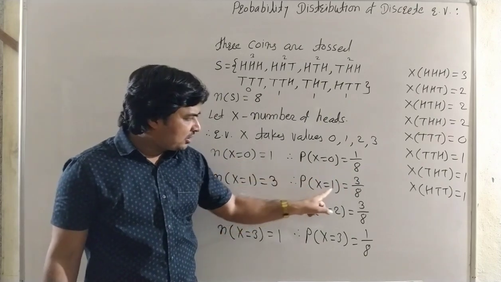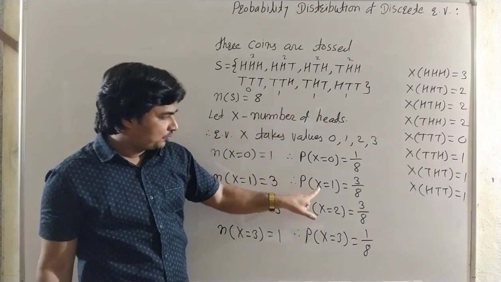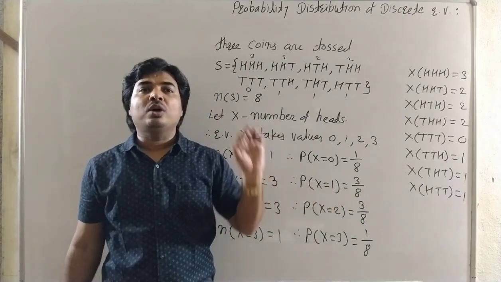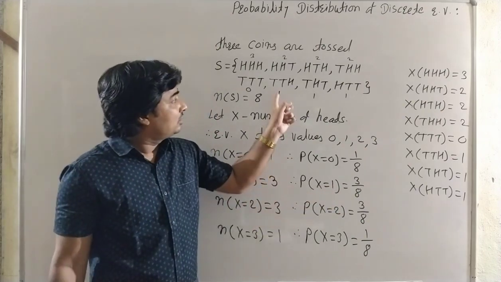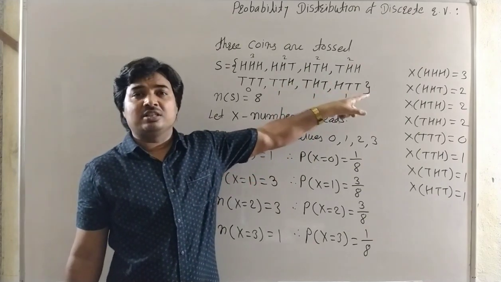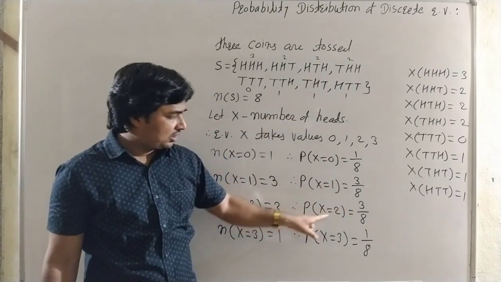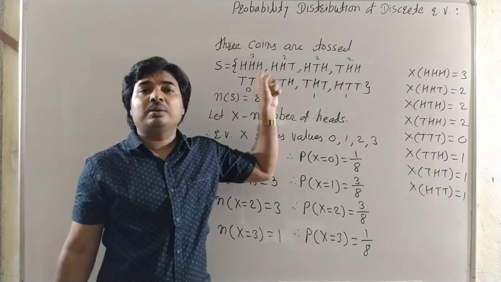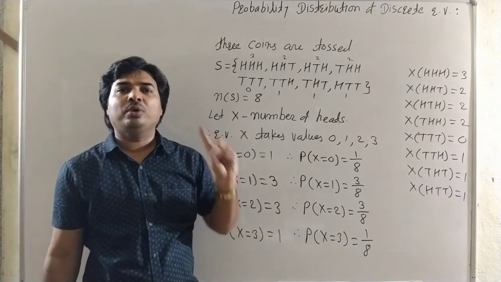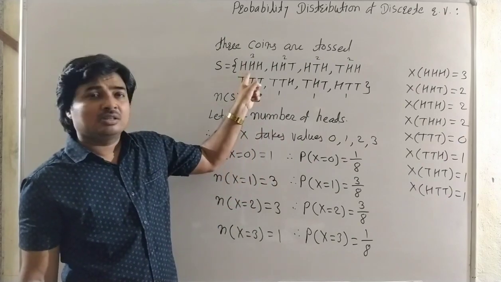Then probability of X equal to 1, where X is the number of heads. X equal to 1 means one head shows in 3 possibilities: T T H, T H T and H T T, out of 8. That means the probability is 3 by 8. Again 2 heads, X is equal to 2. 2 heads again 3 times, therefore the probability is 3 by 8. And X is equal to 3 means 3 heads. Again there is only one possibility, all heads, when 3 coins are tossed.